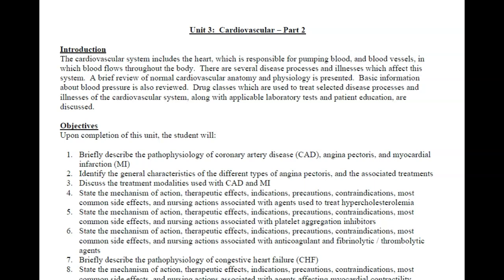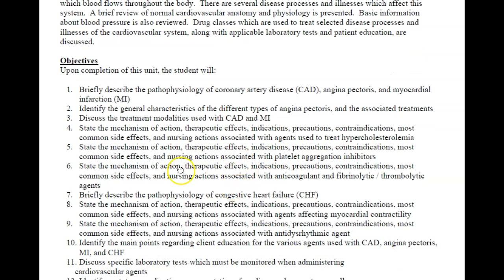Drug classes which are used to treat selected disease processes and illnesses of the cardiovascular system, along with applicable laboratory tests and patient education, are discussed in this unit. So these are your objectives. Again, please read them carefully, and these are very important pointers when it comes to trying to figure out what to study for your test.